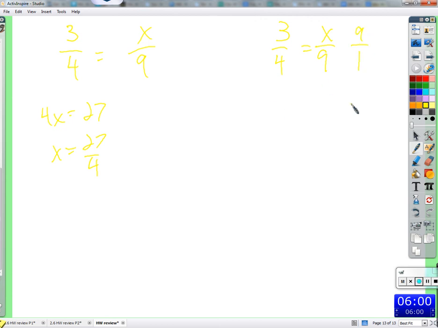Multiply by 9 on both sides. Does that work? Yeah. We've done this quite a few times. We have x over 9 and it's equal to something. And we multiply by 9 to cancel out the denominator.